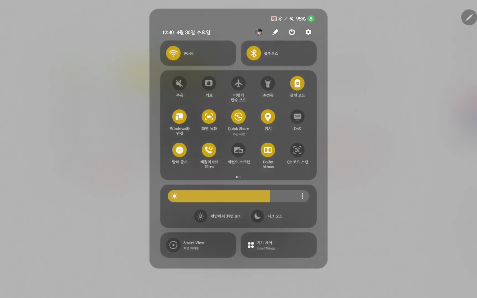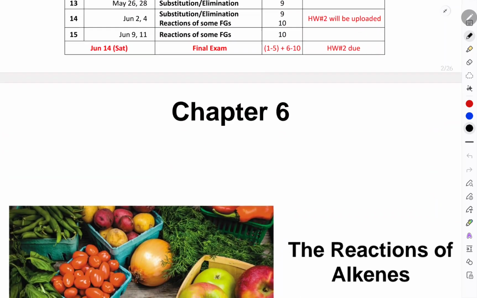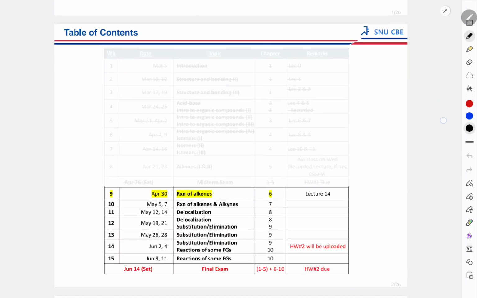So the first half is done, right? And we have now the second half. As I mentioned, we'll study the addition type reaction and substitution elimination type reaction. That's the main focus for the second half. But in between, we'll perhaps learn about the delocalization a little bit, and then we'll move on to the SN and E type reaction. There are SN1 and 2, E1 and 2 type reactions. So this is the main focus for the second half.